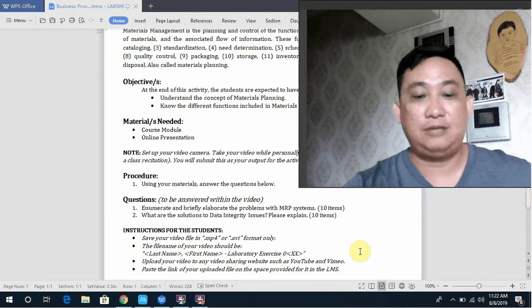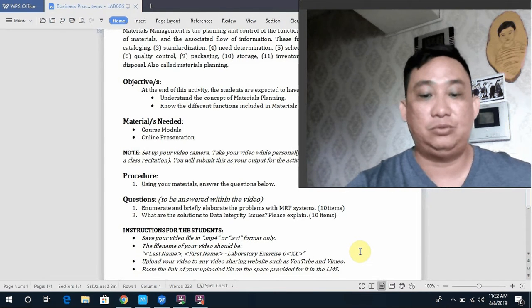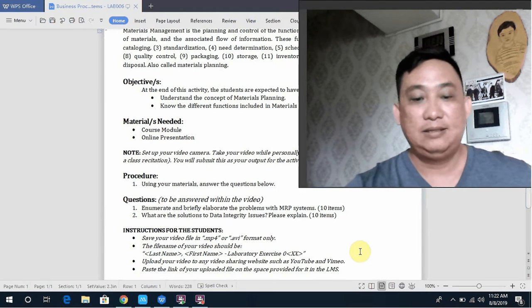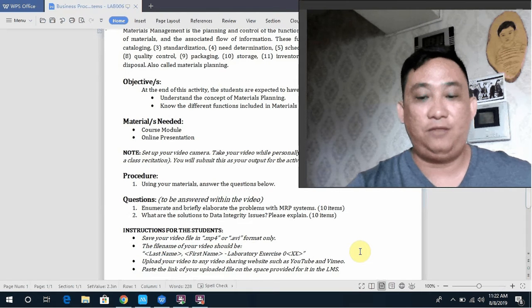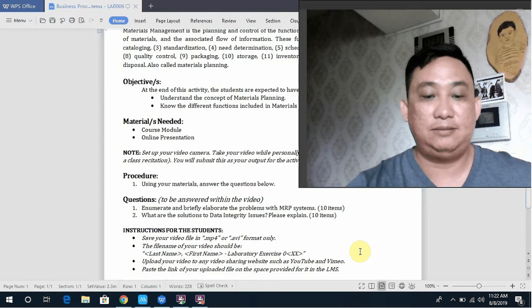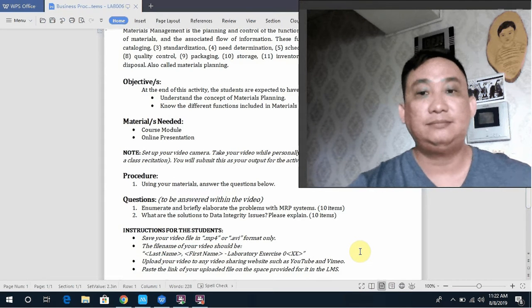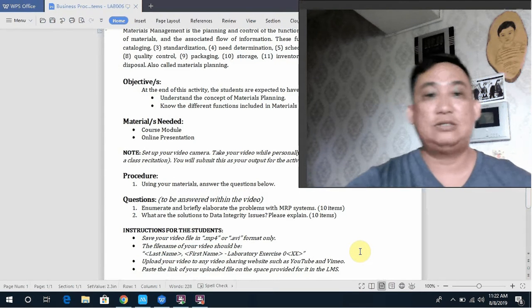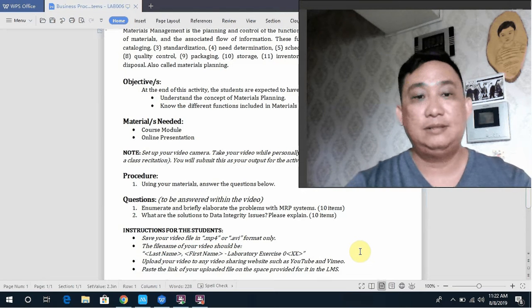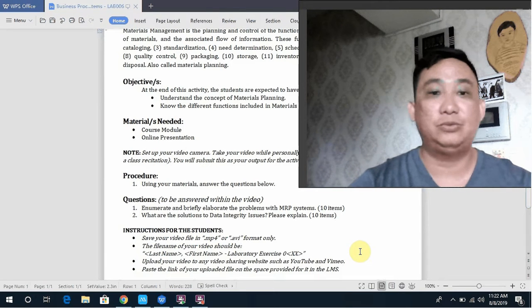A more general feature of MRP2 is its extension to purchasing, to marketing, and to finance. Integration of all functions of the company. ERP has been the next step. That answers question number 1. Let's answer question number 2.